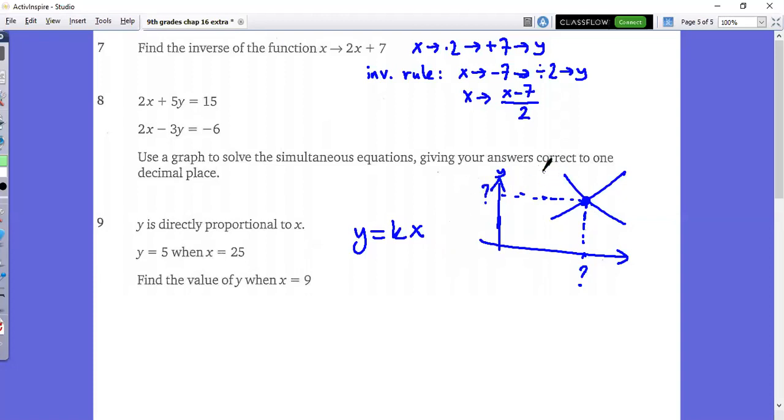y. Correct to 1 decimal place means we have maybe 2 decimal places. So we will round it to 1 decimal place. Looking at 100th digit, we will determine, you know, 10th digit we are going to decide. Please use millimetric paper to solve this system.